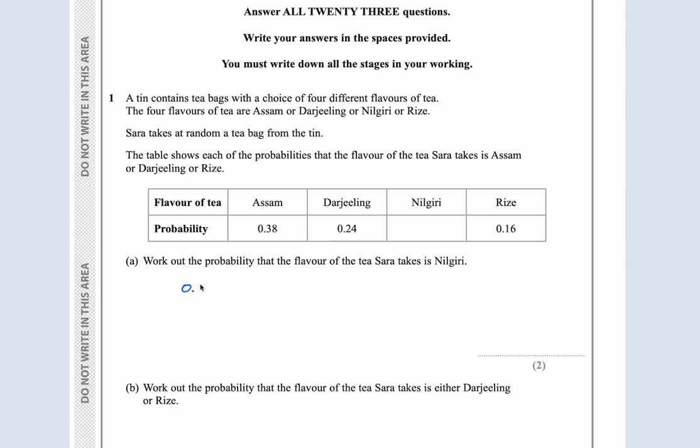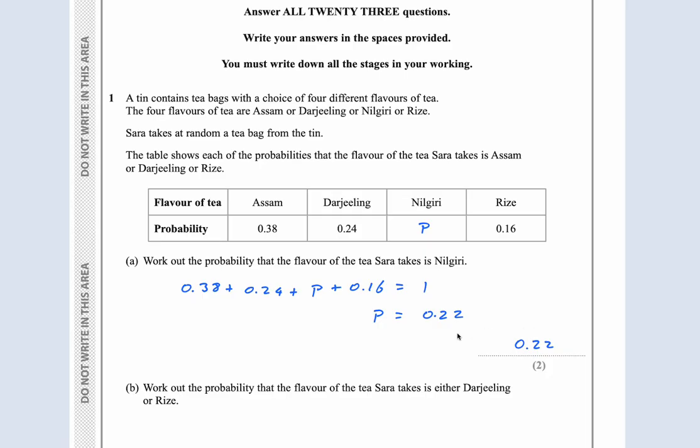So 0.38 plus 0.24 plus, let's call this P for probability, plus P plus 0.16 equals 1. And add these all up. Use your calculator if you want. This is 62, 72, 78. 1 minus 0.78 is 0.22. So P is equal to 0.22.